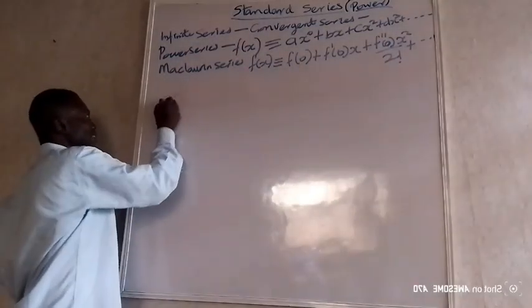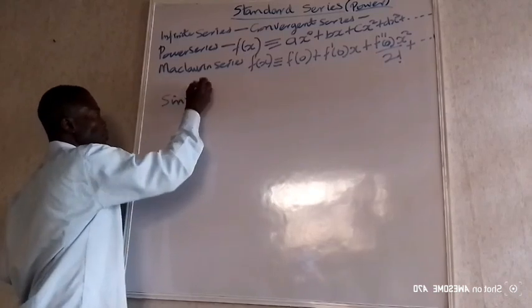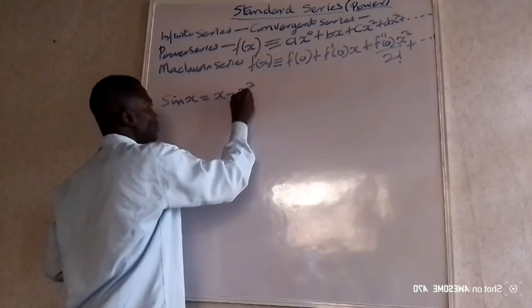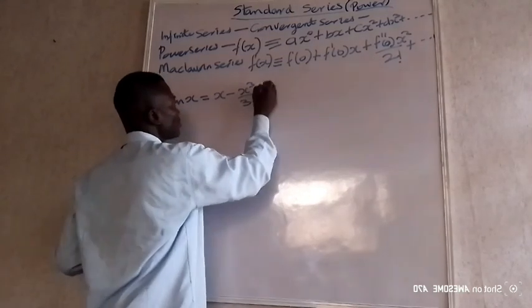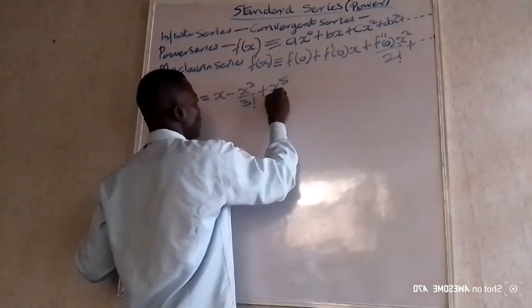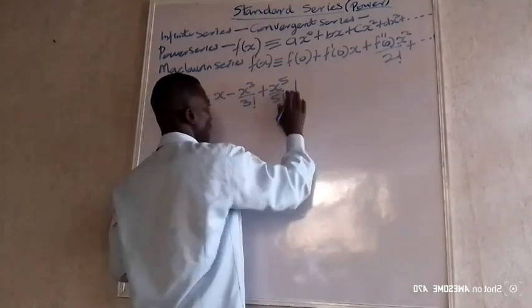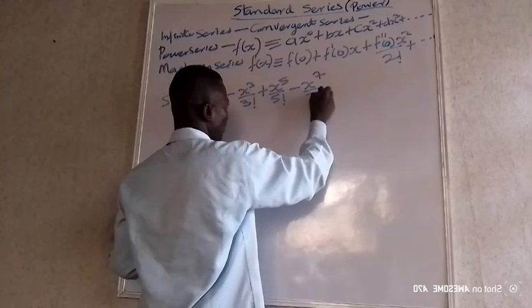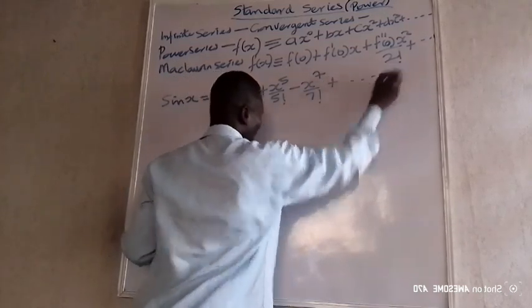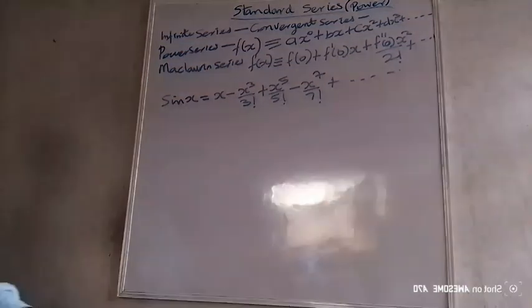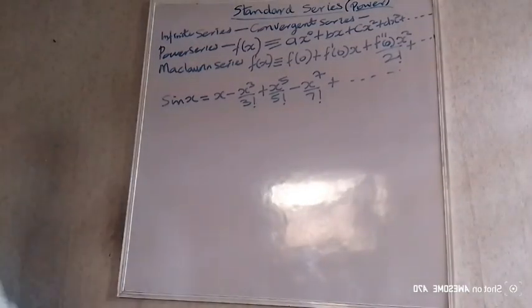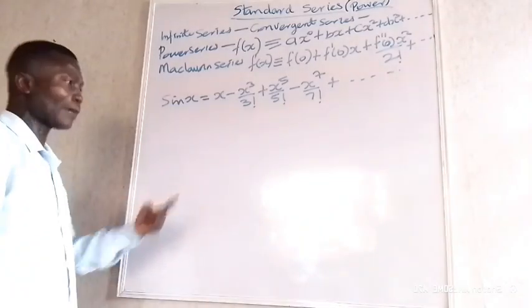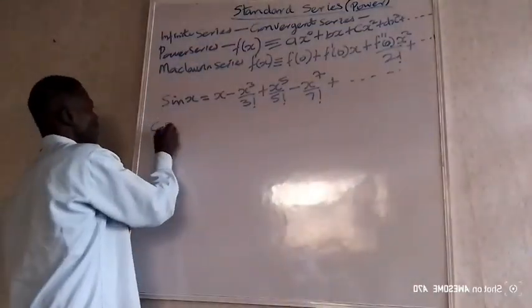We have been able to derive that sine x is equal to x minus x cubed over 3 factorial plus x raised to the power 5 over 5 factorial minus x raised to the power 7 over 7 factorial, and it goes on like that. We have been able to work that out in the previous section. Now, from here, we can also work out cos x.